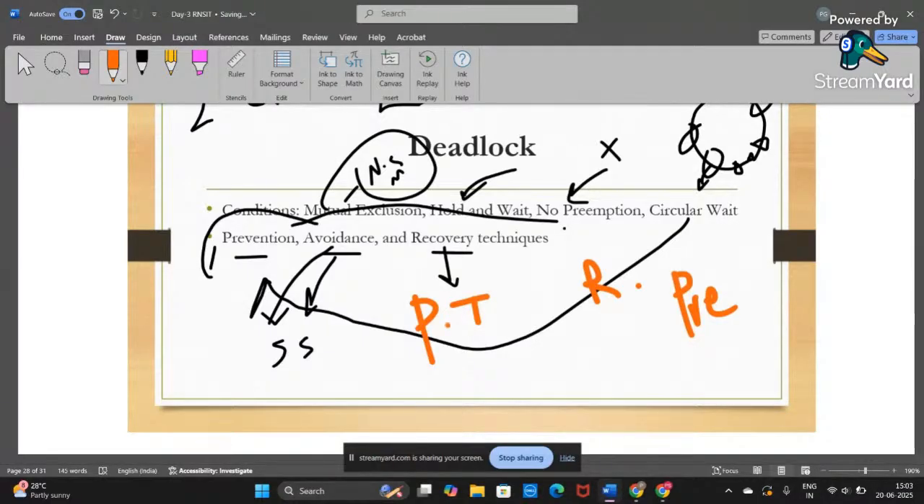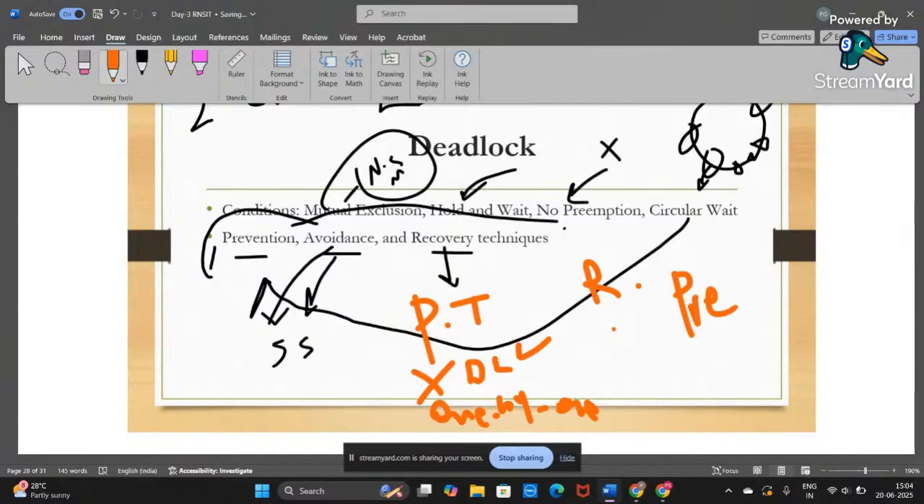Okay, we'll see what process termination is. Process termination means aborting all the deadlocked processes at once, and the second one is aborting them one by one until the deadlock ends. That comes under process termination.